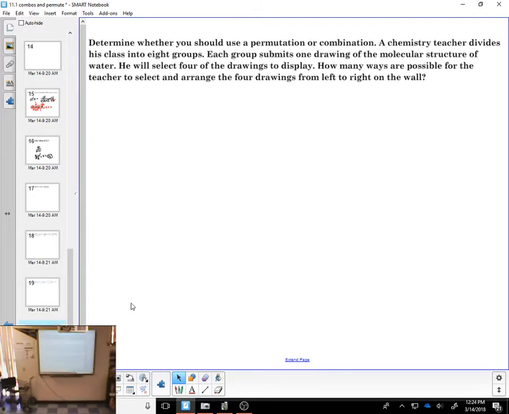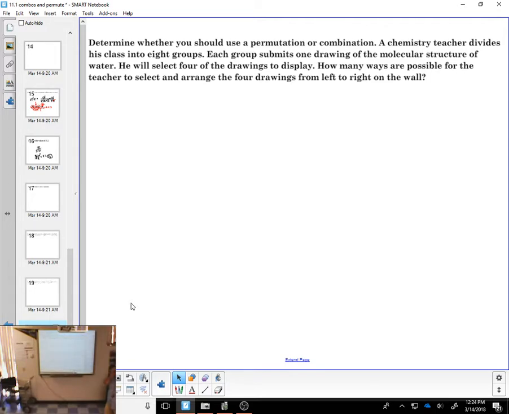Now, let's change up that chemistry teacher a little bit. A chemistry teacher divides his class into 8 groups. Each group submits one drawing of the molecular structure of water. He will select 4 of the drawings to display. How many ways are possible for the teacher to select and arrange the 4 drawings from left to right on the wall? So 8 groups.